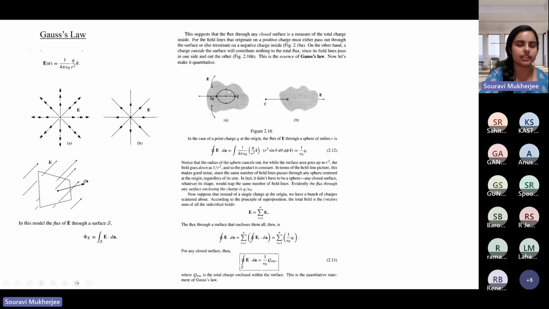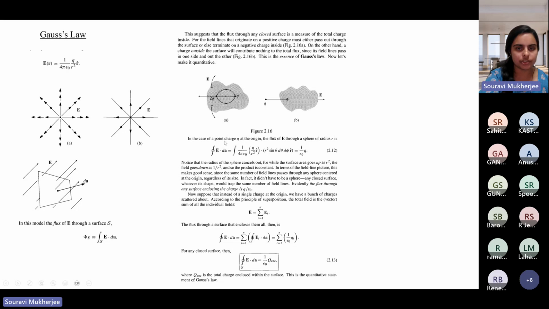But when you have some charge inside, you would have a net flux crossing the surface. So in a way, all charges that are inside some volume would affect the flux that crosses the surface enclosing it. Okay.